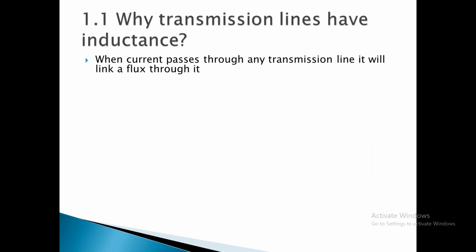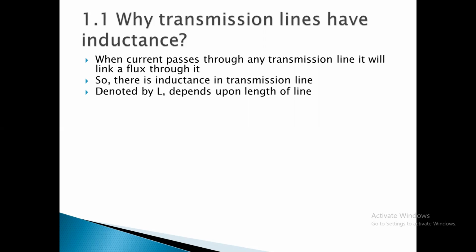As we already know, when current passes through any transmission line, any conductor, it will link a flux through it. We know about Faraday's law and Lenz's law. Whenever there is current, there is a magnetic field, and due to the magnetic field, we have flux. That's why our transmission lines have inductance.